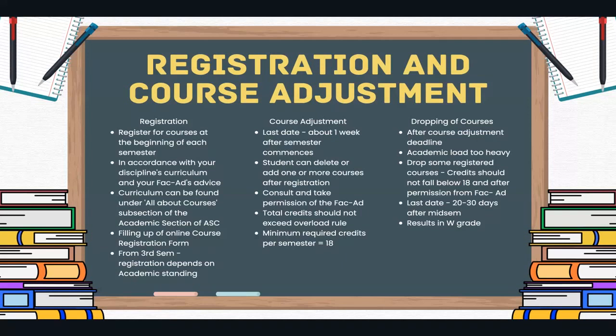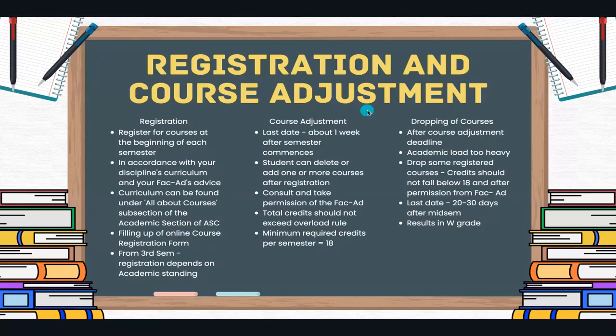unlike your first year, your courses will become department specific. Each of you will have very different courses depending upon your department. So in accordance with your department's curriculum and your faculty's advice, you can take courses and register for them. The curriculum can be found under the All About Courses subsection under the academic section of ASC. Also, there's a specific deadline for filling up the registration form, and you'll have to fill it. The registration from third semester onwards depends on your academic standing. I'll be touching upon academic standing a little later.